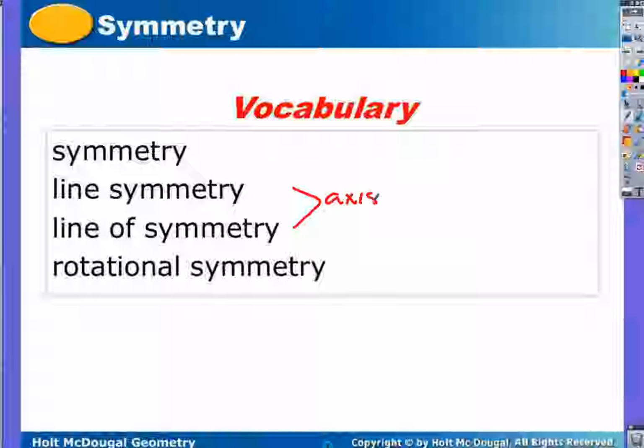As axis of reflection. Okay. And I mean, I guess it's in the word, but associate rotational symmetry with what we already know about rotations. Those are the two transformations that are involved in symmetry that you need to know about.